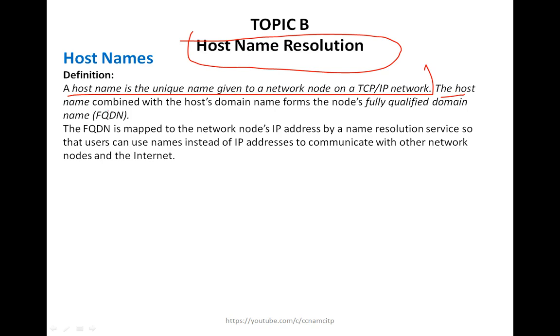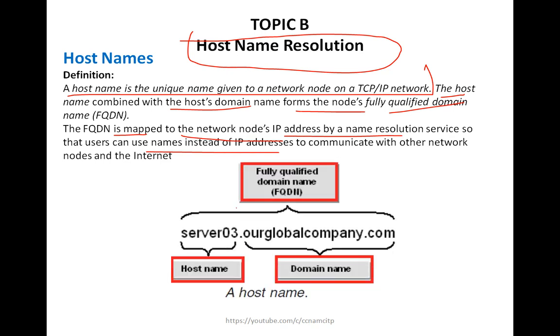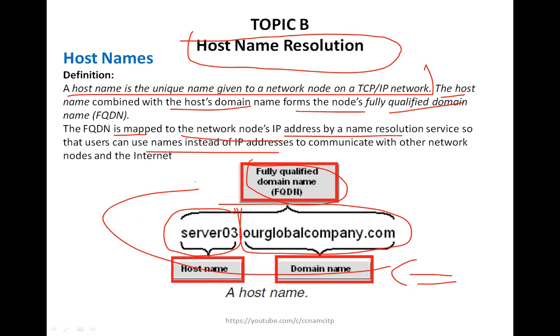The host name combined with the domain name forms a fully qualified domain name. So it will be a combination of your domain name as well as host name. That is known as a fully qualified domain name. The fully qualified domain name is mapped to the network node's IP address by a name resolution service. So the user can use the name instead of the IP address to communicate with other network nodes on the internet. Let me show you what it means. For example, this portion is a host name. This is my server name and this is my domain name. So it is a combination. This is a fully qualified domain name. If I need to talk to the internet, or if I'm going to the internet from my system, this name will go to the internet.